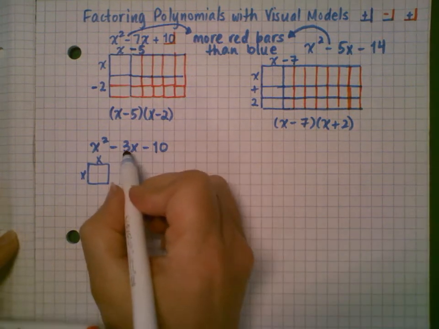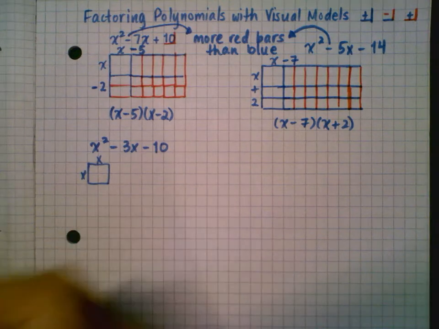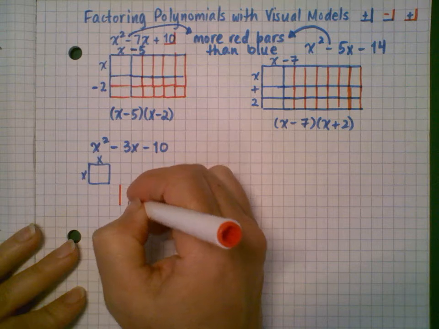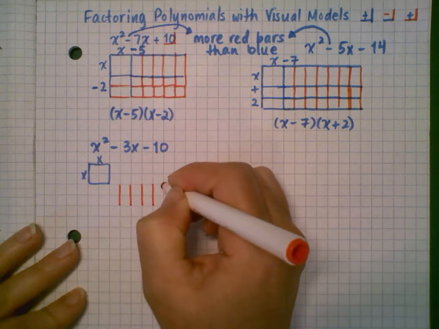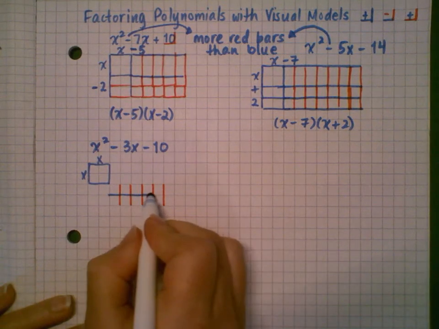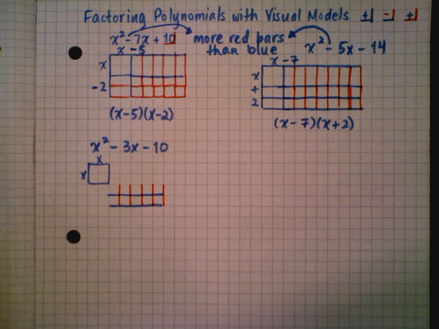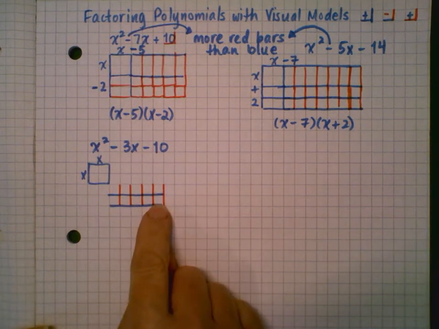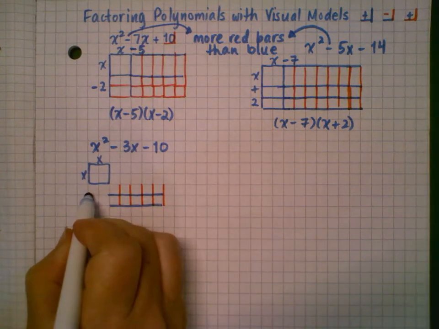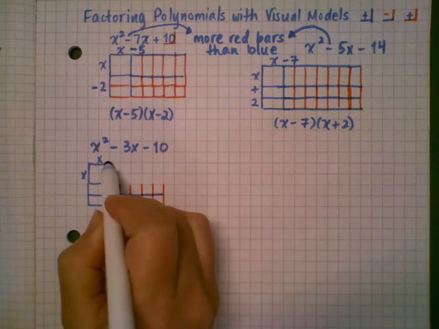And then if I have more reds and blues and I'm trying to multiply to make 10, I've got to have 2 by 5. So 5 lines that are red and 2 high. 2 lines that are blue, like that. So this represents my constant of minus 10. And then just extend each of the lines that you've already drawn to complete a rectangle.